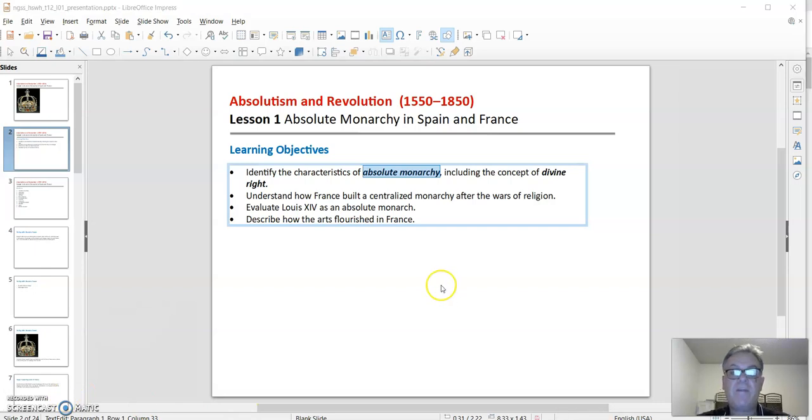So you should have had time to underline these. The terms you should have underlined or made bold and italicized were a centralized monarchy, absolute monarch, and I'm just using the control function, and I would say arts flourished. I have to get the whole thing.